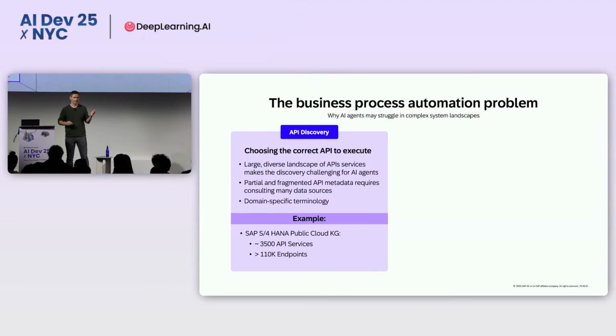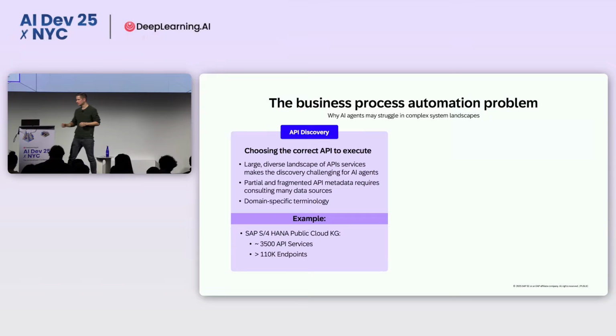And to give you an example about the size of the tools or services that the agent can use in SAP, we recently internally released a S/4HANA public cloud knowledge graph, which has 3,500 API services and more than 110,000 endpoints. So essentially tools or services that the agent can call.